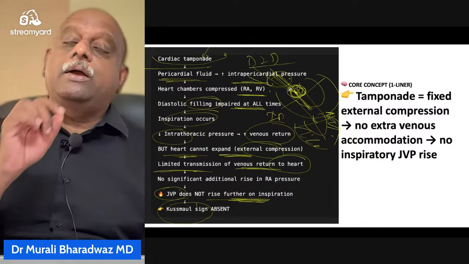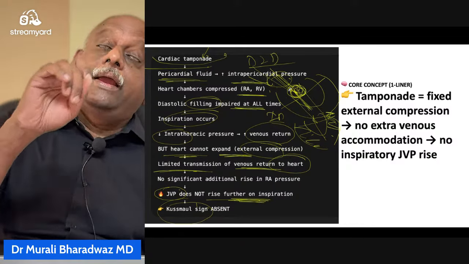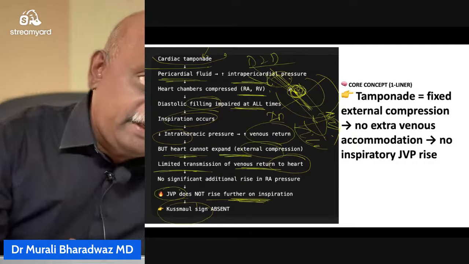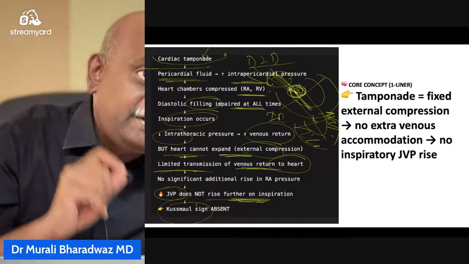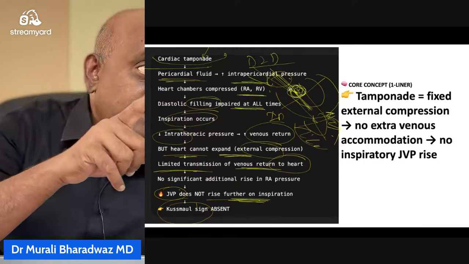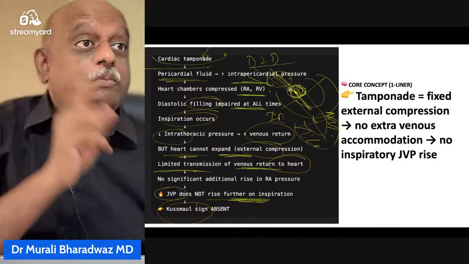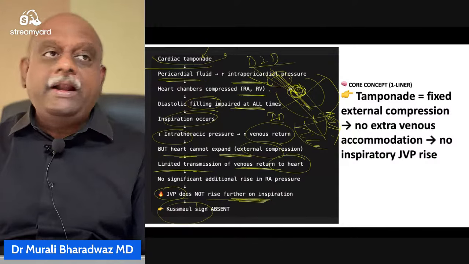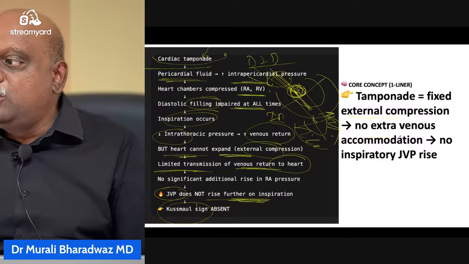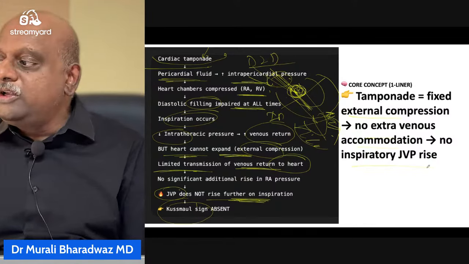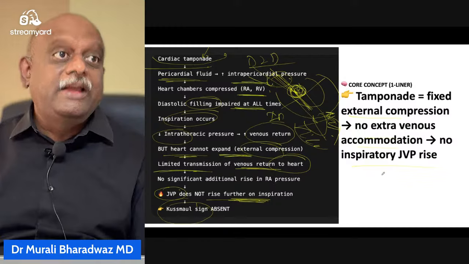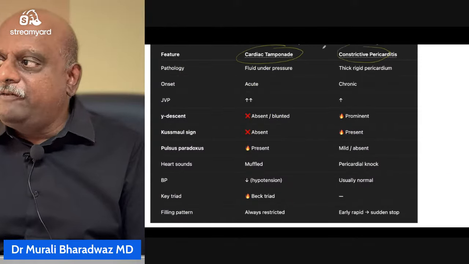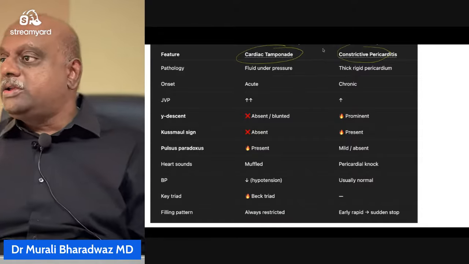So, Kussmaul sign, which is the absence of inspiratory collapse of the jugular vein, is the special feature of constrictive pericarditis, but not tamponade. That's the point you need to appreciate. Okay, tamponade is a fixed external compression, no extra venous accommodation, no inspiratory JVP rise, is what you need to remember. Right? Now, quickly, what are all the differences between cardiac tamponade and constrictive pericarditis?